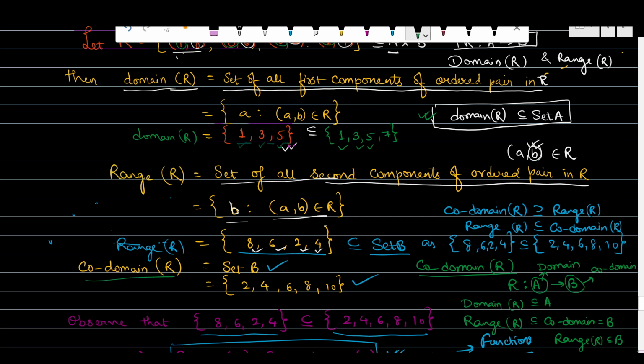The codomain of R is set B itself, which contains this element. From here you can see that the range of R is a subset of the codomain of R. Why? Because the range of R contains 2, 4, 6, 8, and the codomain also contains 2, 4, 6, 8 and an extra element 10. So the range of R is contained in, or is a subset of, the codomain of R. I hope this is clear.